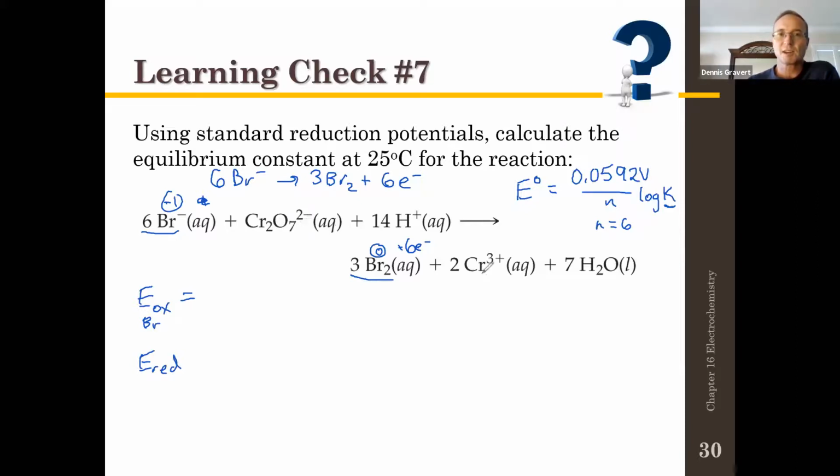Cr2O7 2- is becoming chromium 3+. I think the chromium has a +6 oxidation number, and it's become +3. It's being reduced from +6 down to +3. Yeah, so that's the chromium. All right, so let's go get those reduction potentials, oxidation potentials.